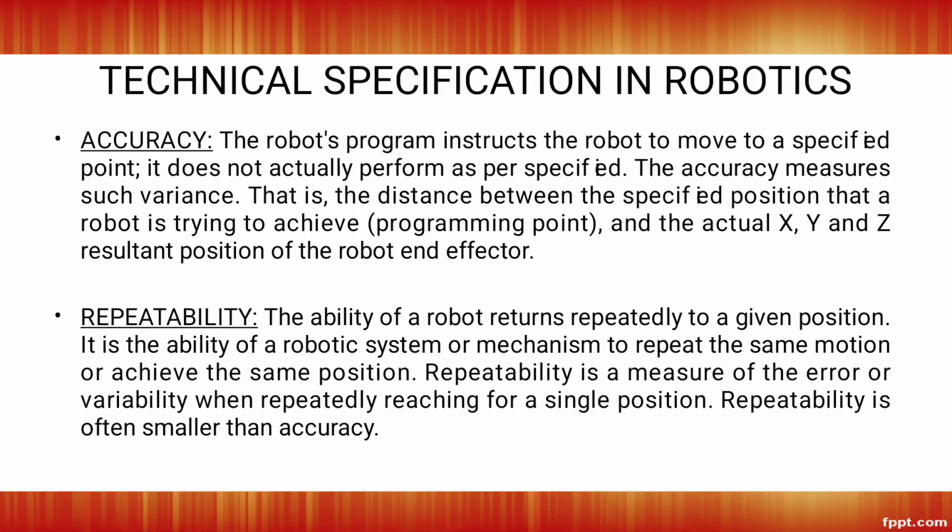Next is technical specification in robot. First one is accuracy. The accuracy measures such variances, that is the distance between the specified position that a robot is trying to achieve and the actual Cartesian position. Next is repeatability, the ability of a robot to return repeatedly to a given position. It is the ability of a robot system or mechanism to repeat the same position or achieve the same position.